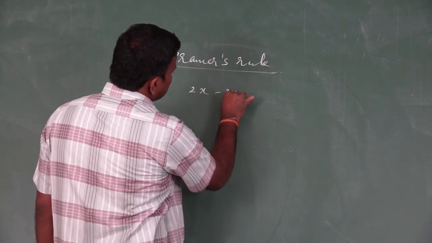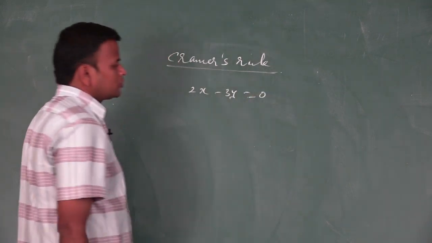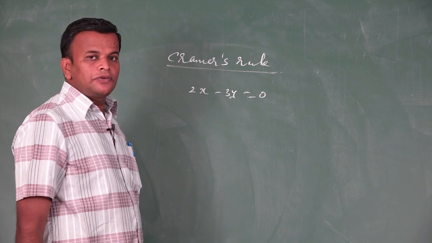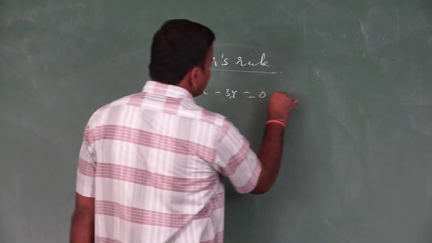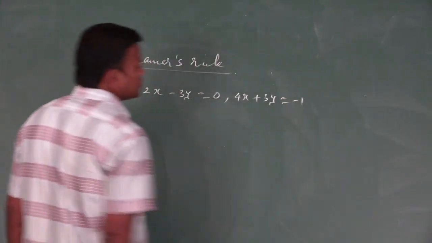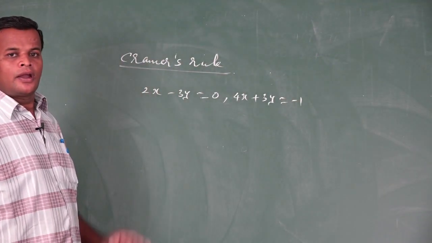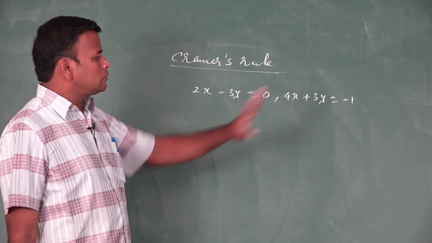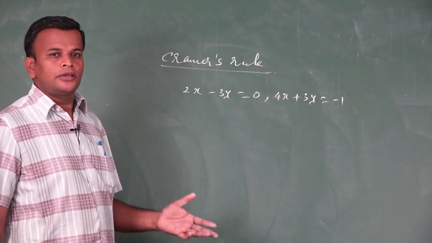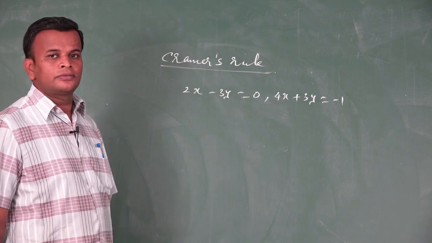2x minus 3y is equal to 0. Suppose I take a two-variable system, and 4x plus 3y is equal to, suppose, minus 1. Now our question is to solve these two equations by using Cramer's rule. It has a formula, and we use the formula to solve.